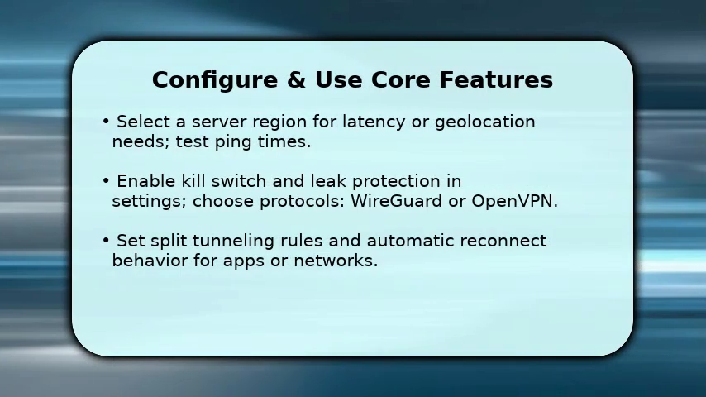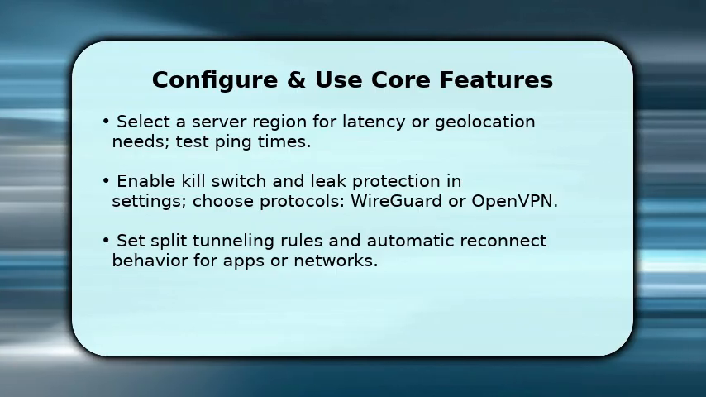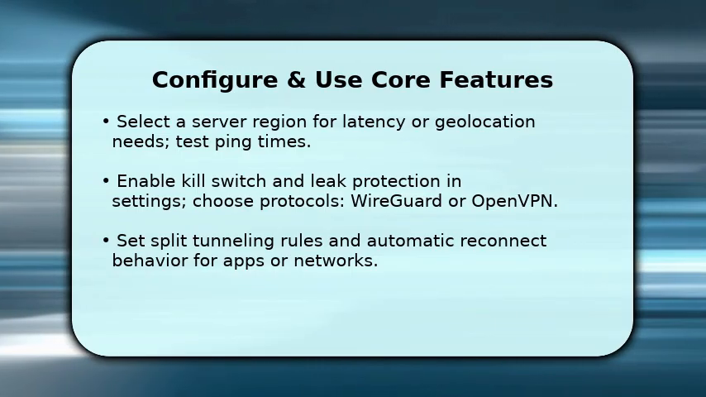Now configure the client. Pick a server region based on latency or desired geolocation and run a quick ping to compare options. Enable the kill switch and DNS/IPv6 leak protection so traffic stops if the VPN drops.